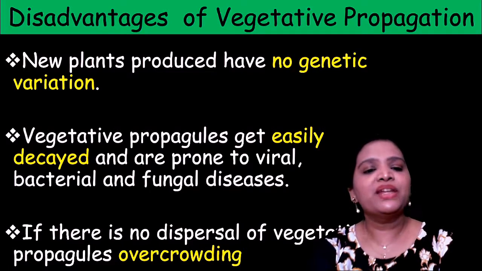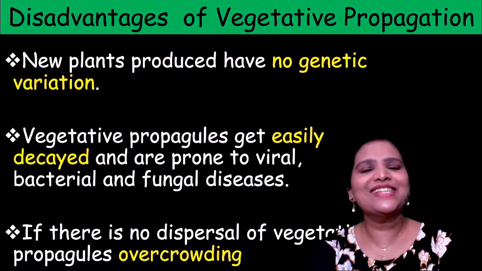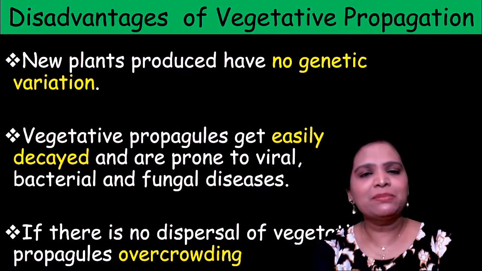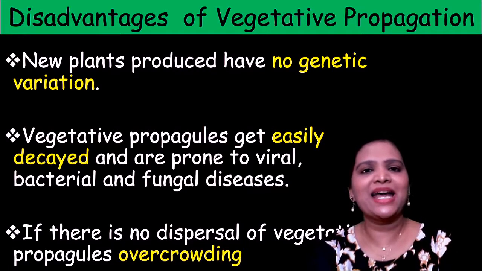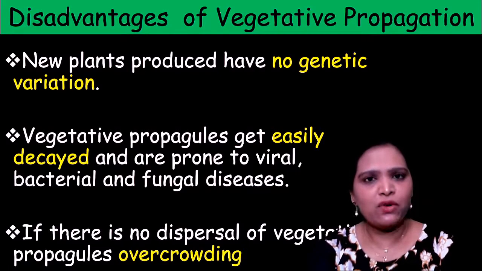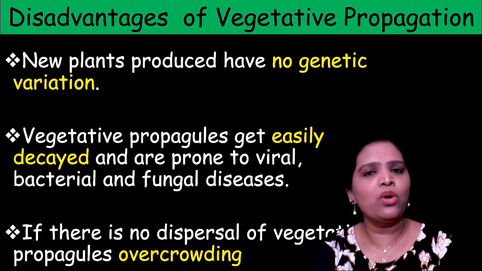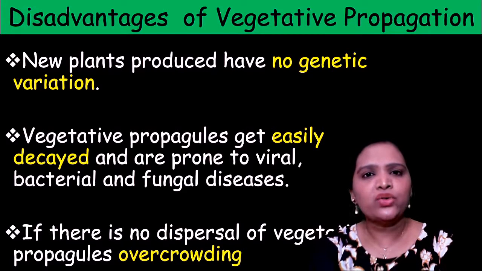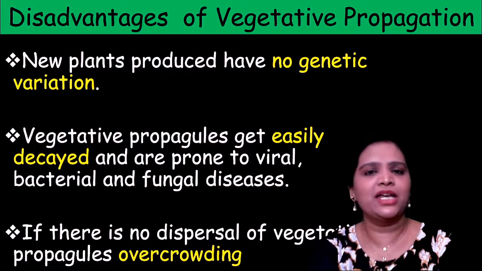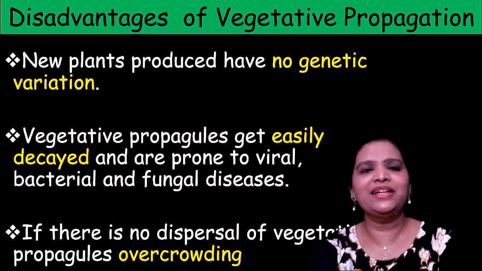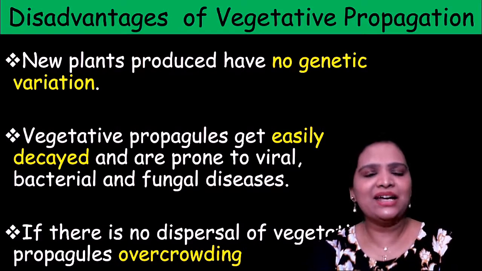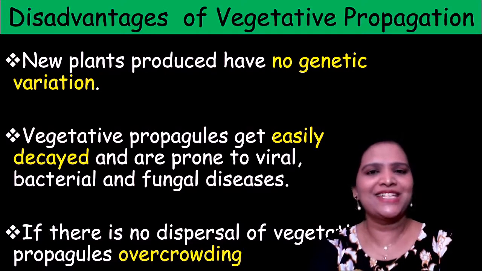And also, if there is no dispersal of the vegetative propagules, there will be overcrowding. So sometimes what will happen? We take the Bryophyllum example again. The Bryophyllum carries the adventitious buds on its leaves. If all the buds fall in the same place with no dispersion in between, all the new plants will develop from the same area, so there will be overcrowding, and the plants will not grow properly. These are all minor disadvantages. These are the disadvantages of the vegetative method of propagation in plants.